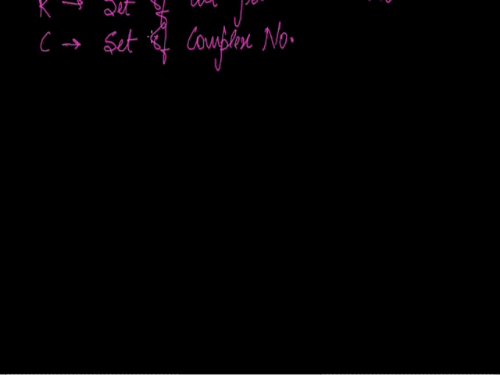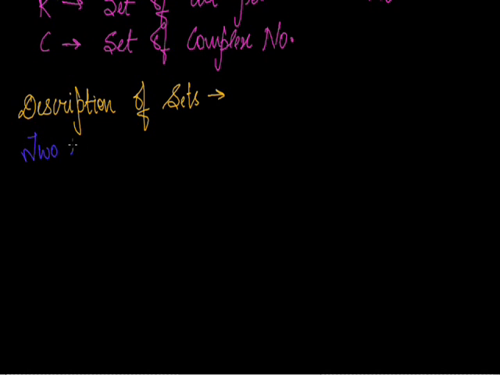Now, as we read about the names of the sets, we will read about the description of sets. Okay, description of sets. In this, what we will see is that it is divided into two ways. Description is of two ways. The first one is how we will write the set. A set is written in two ways.